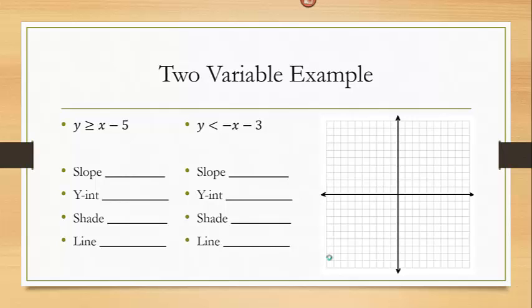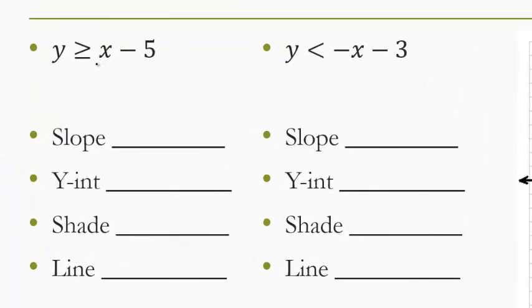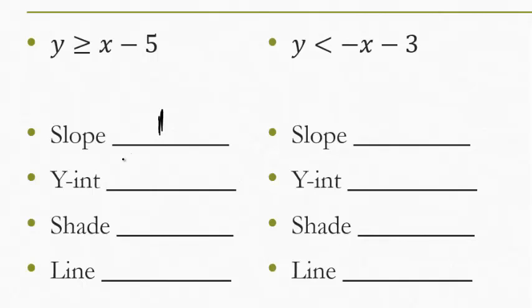We already have y solved for, so all we have to do is graph. The slope of our first line will be 1. Our y-intercept is negative 5. Our shade is y is greater than or equal to, so it'll be above. And our line, since it's equal to, is going to be solid.